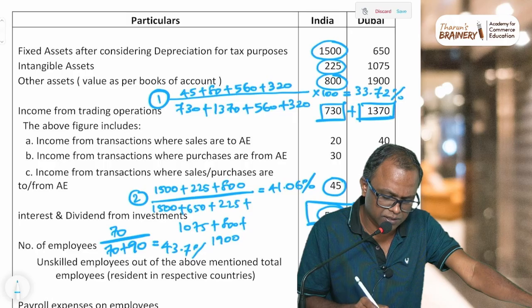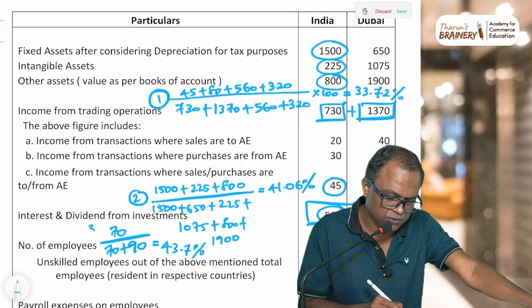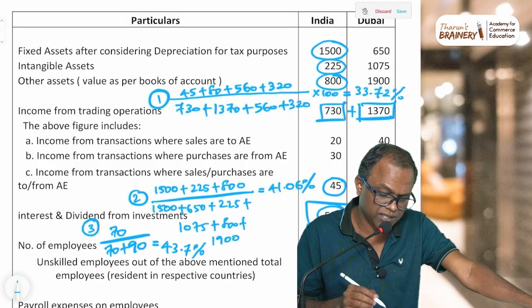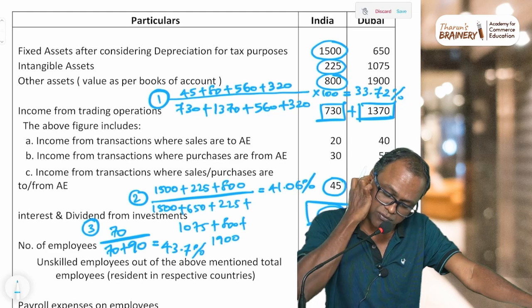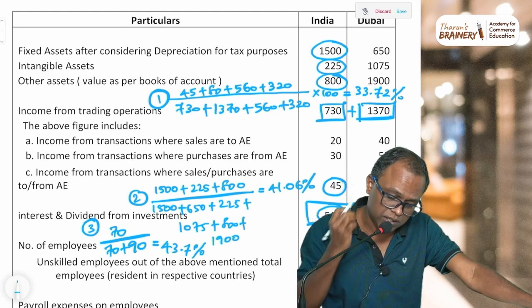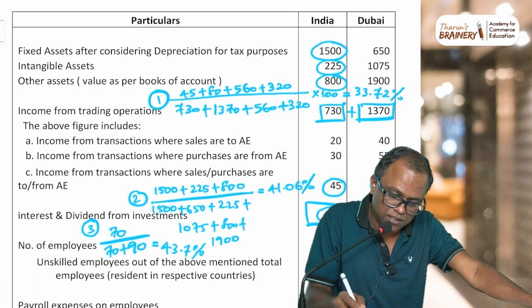43.7, something percentage. That condition, the third condition, is also satisfied: the number of employees residing in India or stayed in India is less than 50% of the total number of employees of that foreign company. And the fourth condition, the payroll test.